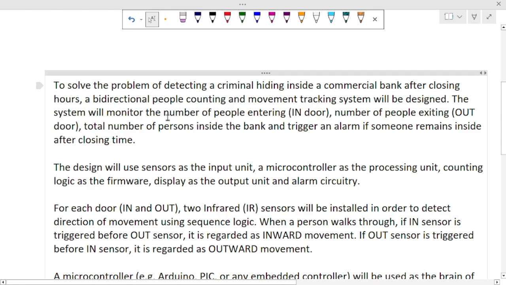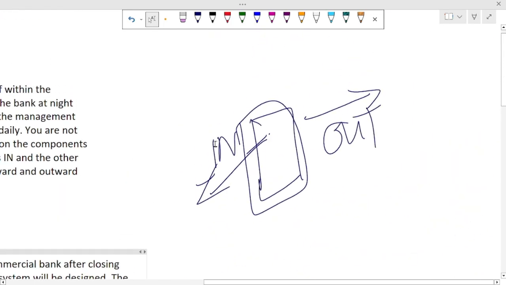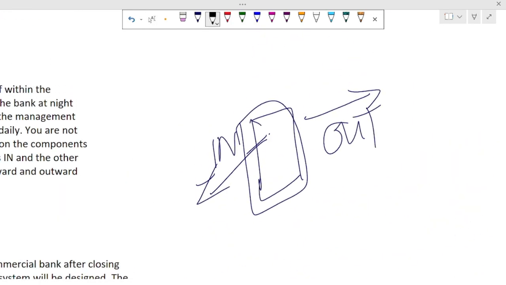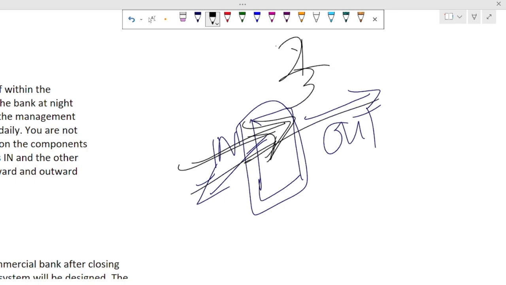Now the system will monitor the number of people entering, that is the indoor, and the number of people exiting, the outdoor. It tracks the total number of persons inside the bank and triggers an alarm if someone remains inside after closing time. Meaning, at the beginning stage, everything is just zero, nobody inside. When someone goes in, there will be a count of 1. Another person goes in, there will be 2. Another person, there will be 3. If someone leaves, it will be minus, so it will come back to 2.